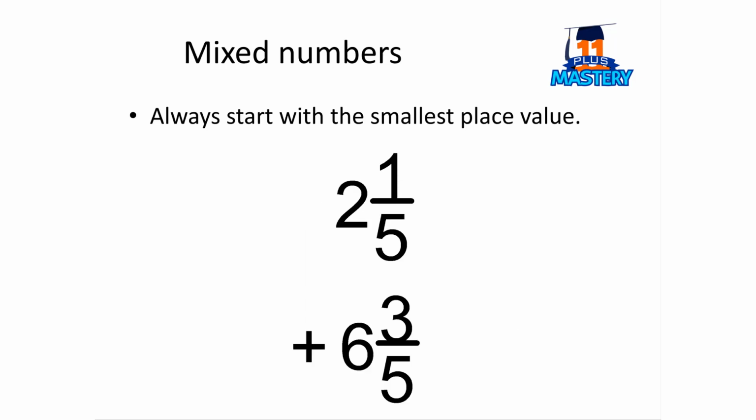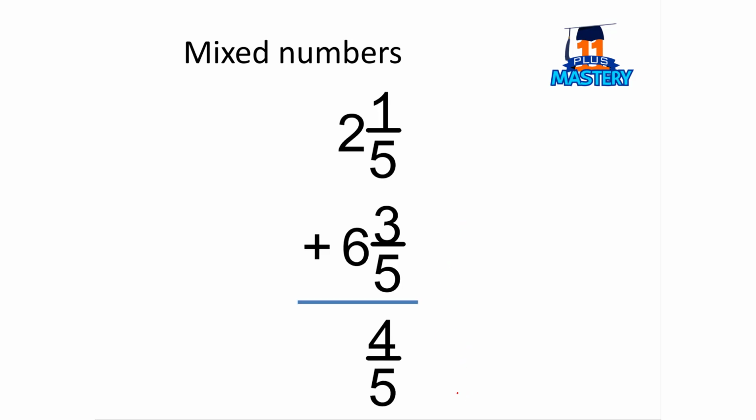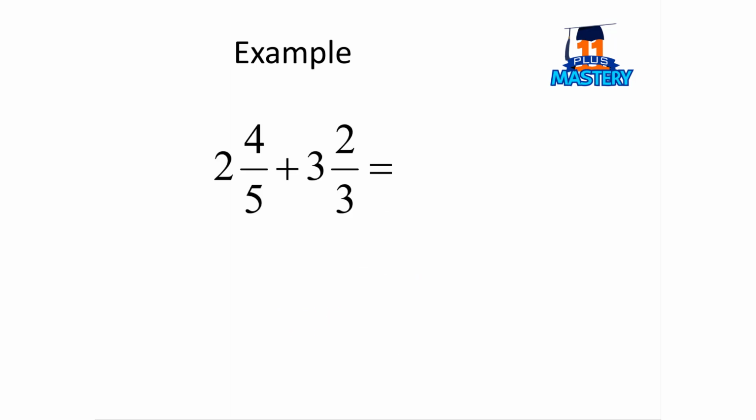Well, we always start when adding with the smallest place value. So 1/5 plus 3/5 will equal 4/5. 1 plus 3 is 4, my bottom number always stays the same when adding. Then 2 plus 6 equals 8. There's my answer, 8/5. Let's look at another example.